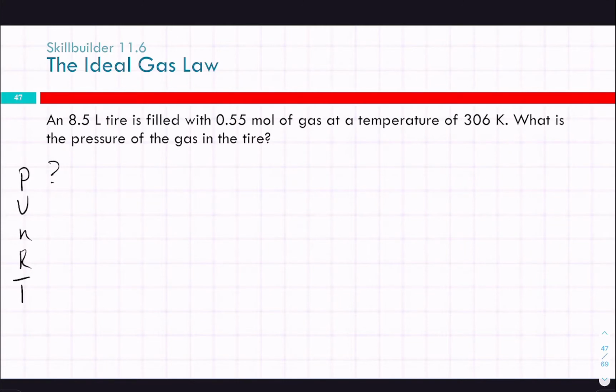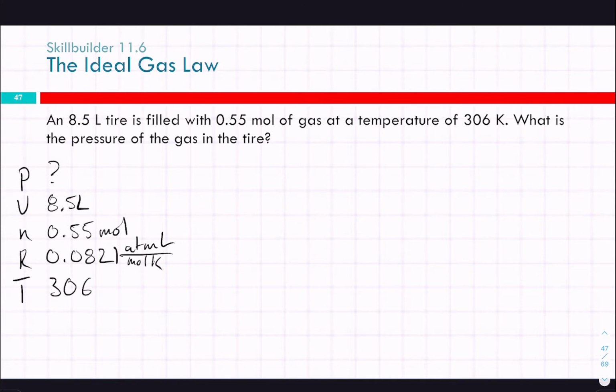The volume? Whoops. 8.5 liters. Yep. Number of moles? 0.55. What's R? 0.0821 atmosphere liter per mole Kelvin. And then our temperature? 306 Kelvin.